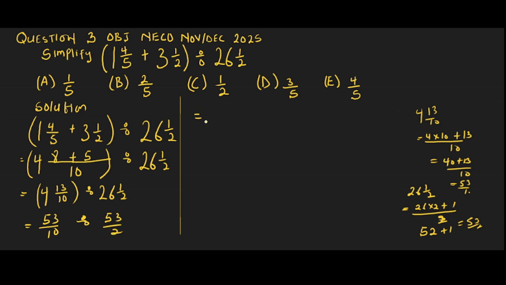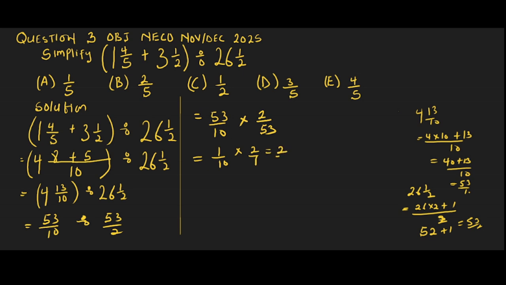Then we have equals 53 over 10. We change this division sign to multiplication. When we change this to multiplication, we reciprocate this. This turns to 2 over 53. Then here in this case, 53 will cancel out 53. I left it to 1 over 10 times 2 over 1.